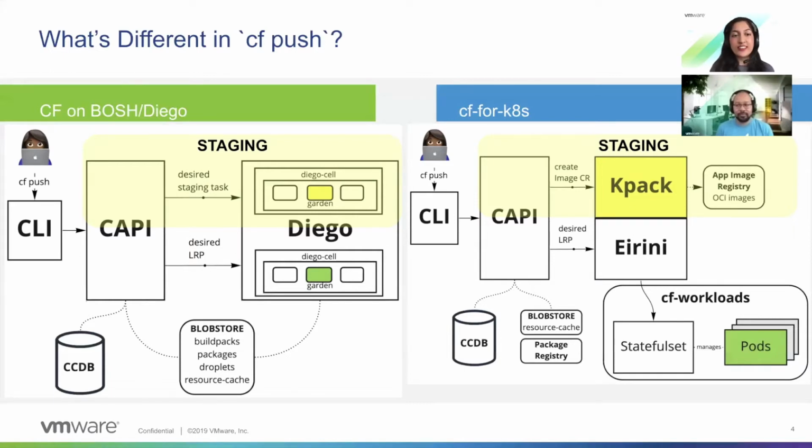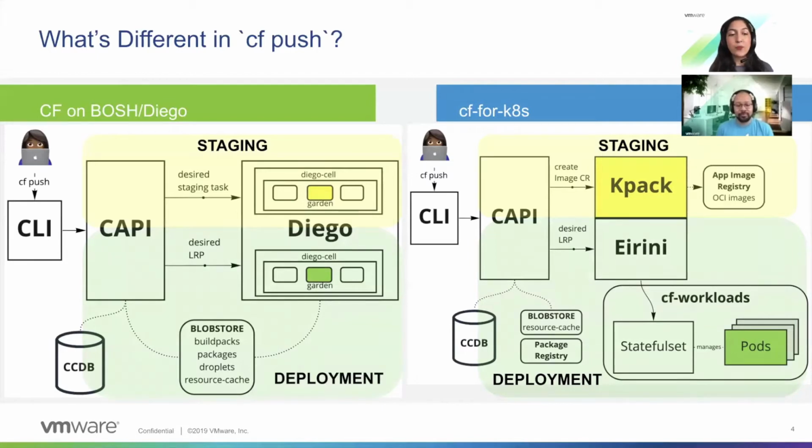Now, after staging, the next major phase in CF push is deployment. So how deployment worked in CF on BOSH and Diego is that CAPI would desire an LRP or long-running process, similar to how it desired a staging task in the staging flow. And Diego would take the LRP, which includes the droplet download URL, for example, as well as various settings such as how many instances of the app is desired and CPU and memory limits. And the Diego cell garden container would actually host this running app and would make sure that the number of instances are the same as desired and that everything is running smoothly.